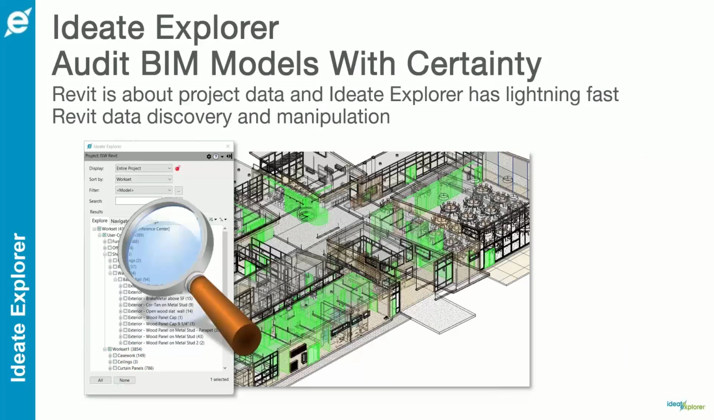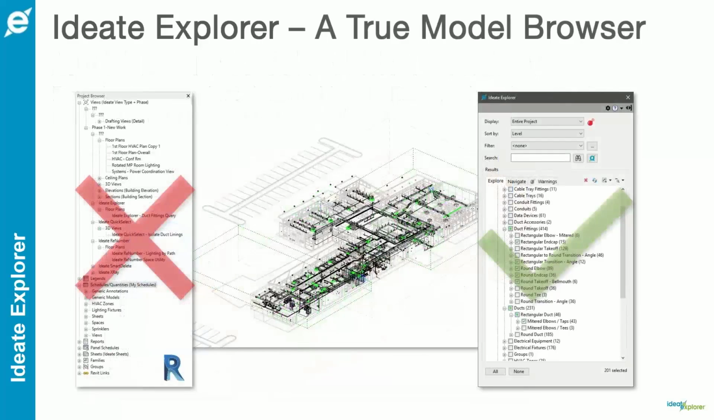So with that, like I said, we're here to talk about Ideate Explorer and auditing your Revit models. Ideate Explorer is a model browser as opposed to a project browser. And what do I mean by that? Well, the project browser in Revit is very powerful, but it only shows you things that potentially could be in the model.